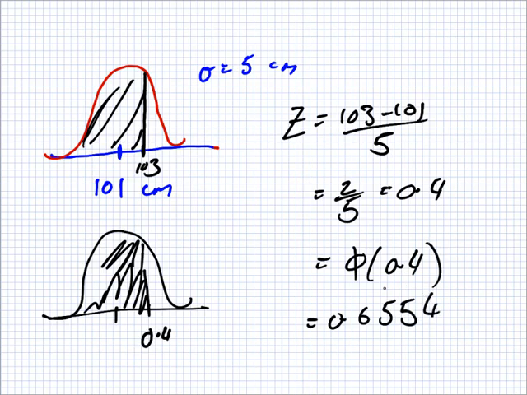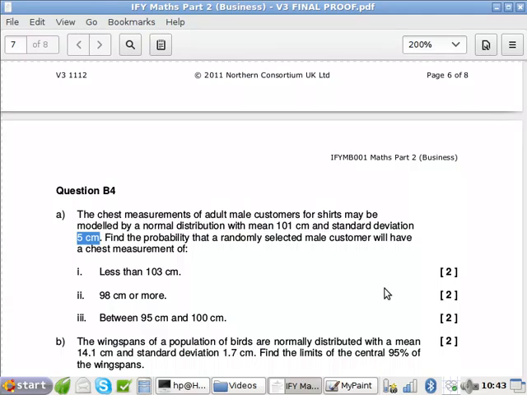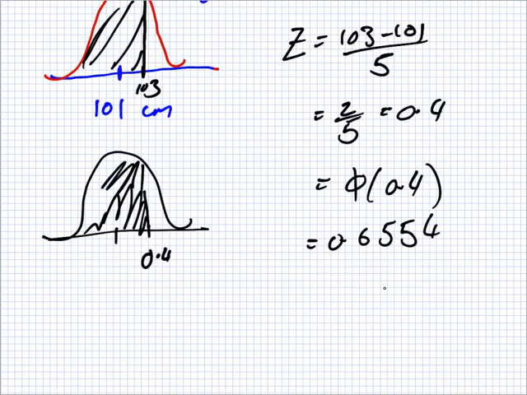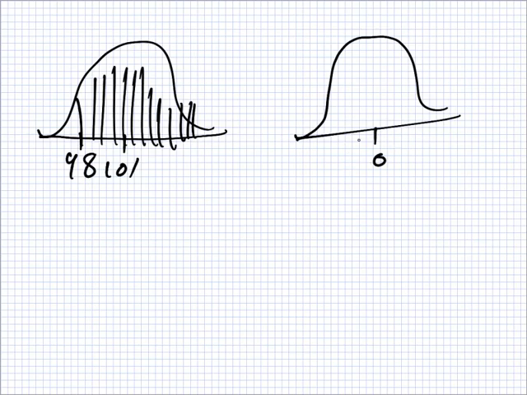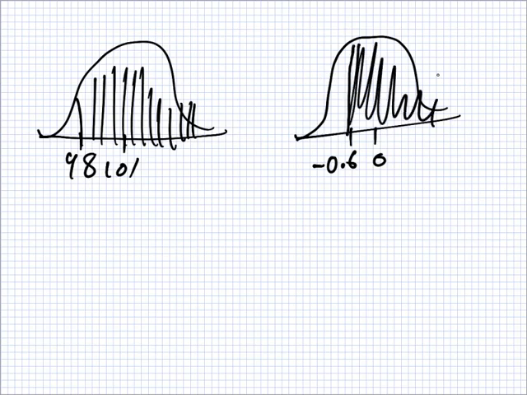The second part is 98 or more. So it's still 101, but this time it's 98 or more. Now, what did you get as your z-score? Minus 0.6, was it? 98 minus 101 divided by 5.